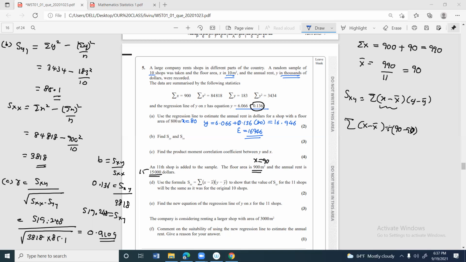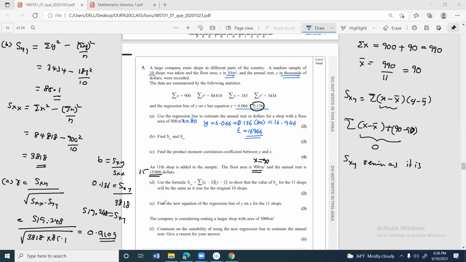So this value should be how much? This value should be 90 minus 90, which turns up to 0. Therefore, if you multiply 0 with this, it doesn't make an impact on the new added information. Therefore, Sxy will remain as it is, because the new added value does not make any change over here. Right? So from there, you can say this is okay. So that is the same thing.